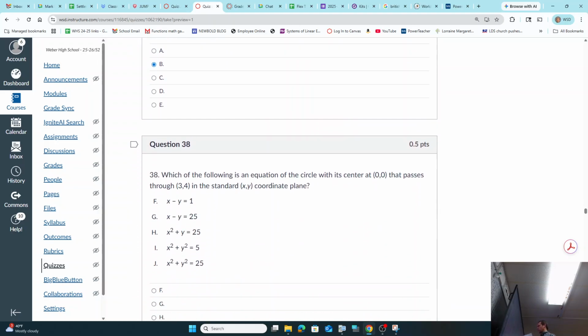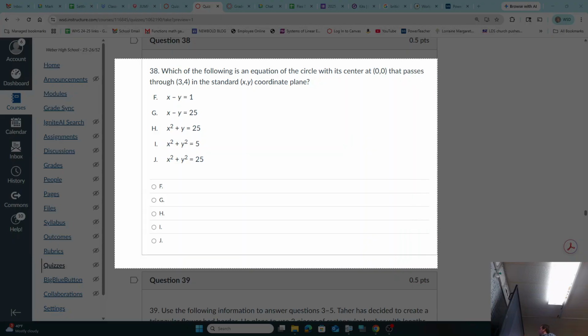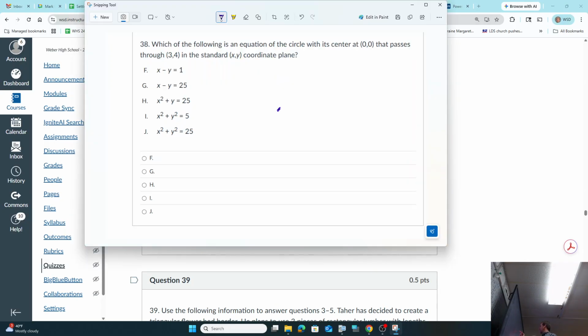We got that one. 38 is J. Which of the following is an equation of a circle with center 0, 0 that passes through 3, 4? Let's see here. If it passes through 3, 4, that means we have 1, 2, 3, and 1, 2, 3, 4. And then the center is at 0, 0.